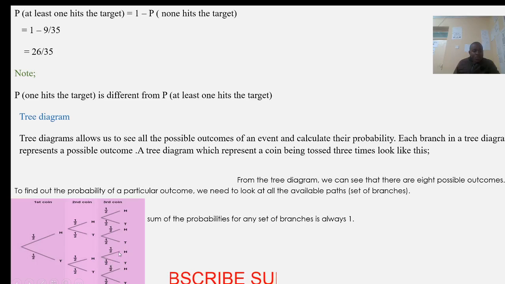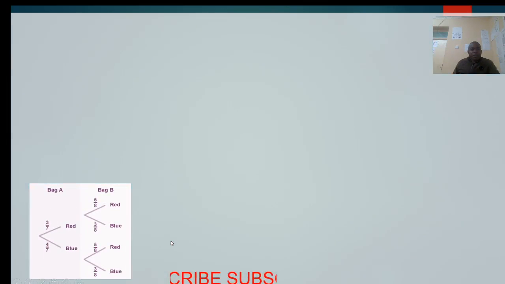If it gives you less than 1, then you realize you are wrong somewhere. If it's a whole branch, even if there are 3 here, then this probability plus this probability plus the third probability must give you 1. If not, there is a problem somewhere.